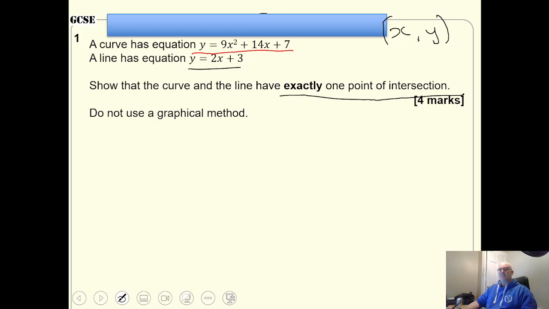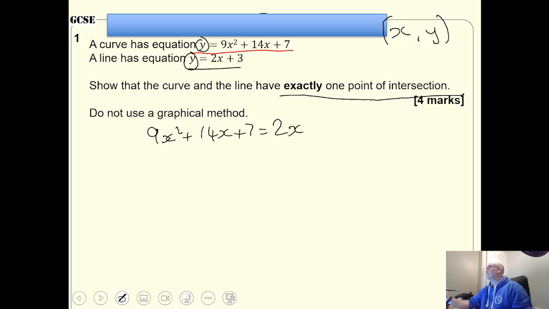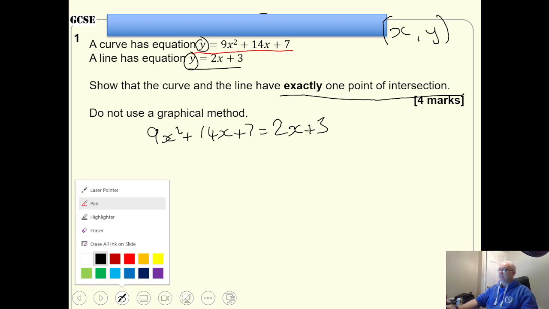So we need to just try and make it so there's only one unknown. You can see they both are equal to y. Both equations equal y, so what that does mean is they actually equal each other. So we could then put them equal to each other and find the x variable. So that's our first step: 9x squared plus 14x plus 7 is going to be equal to 2x plus 3. So we've taken two equations and simplified it into one.